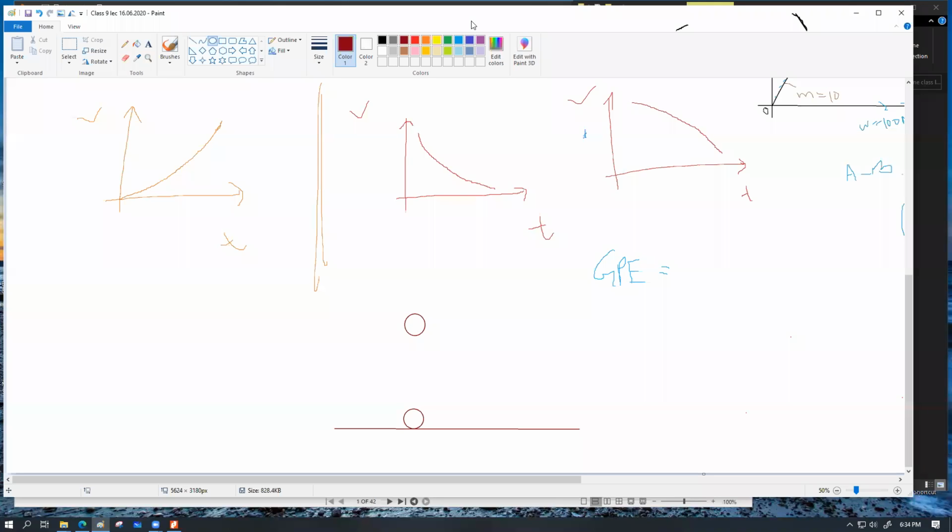What is happening in the chat window? Okay.